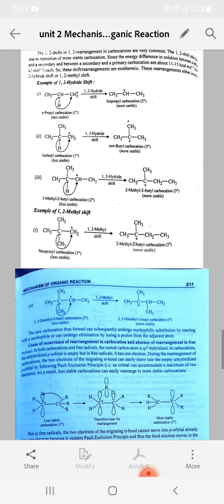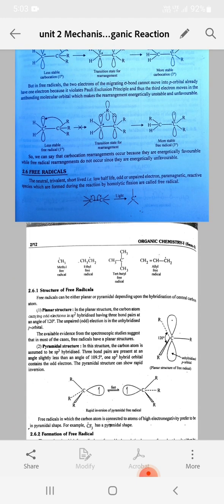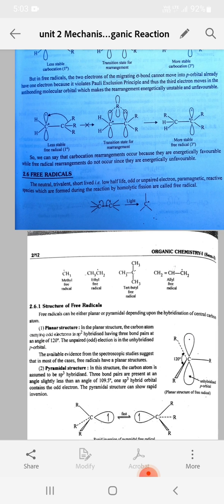Okay, further moving to the topic of the free radical. This is a very important topic in this unit, free radical. Okay, let's talk about the free radical. The neutral, trivalent, short-lived, that is low half-life, odd and unpaired electron, paramagnetic reactive species which are formed during the reaction by the homolytic fission are called free radicals.